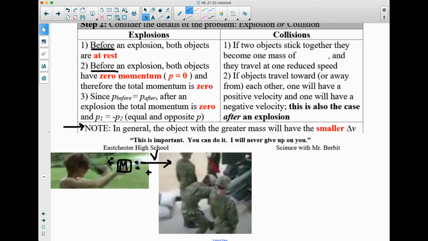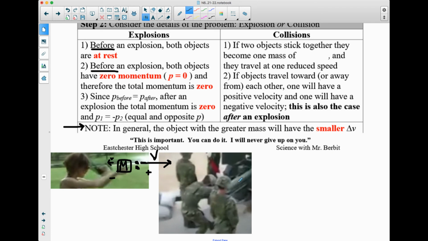Of course, the bullet is in the forward direction. We can call that positive. The gun is in the backward direction. Maybe we call that negative. And if you notice here, big M times little v will match little m times big V. That's the conservation of momentum. That's why the gun came back and hit her in the head. Of course, the gun did not come back nearly as fast as the bullet went forward. If it did, her head would be in very different condition.